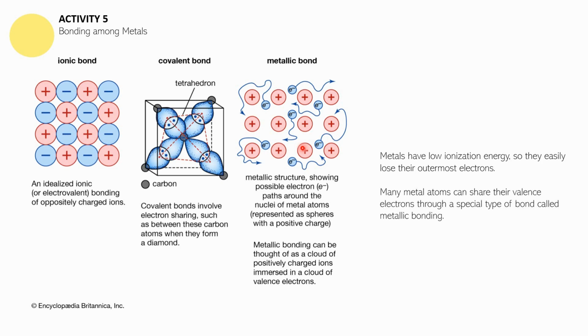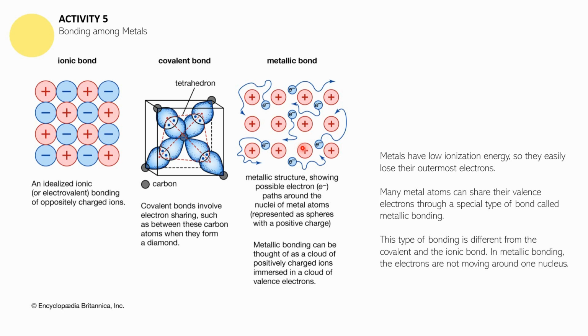Now, many metal atoms can share their valence electrons through metallic bonding, through a special type of force. This type of bonding is different from covalent and ionic bonds. In what way? In metallic bonding, the electrons are not moving around one nucleus only. They are moving across these other nuclei as well, as I mentioned a while ago. The electrons are moving around more than one nucleus.